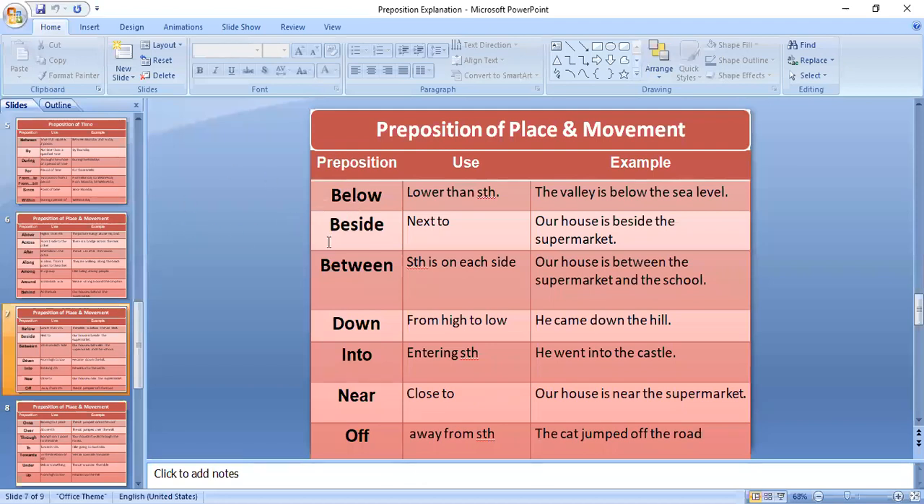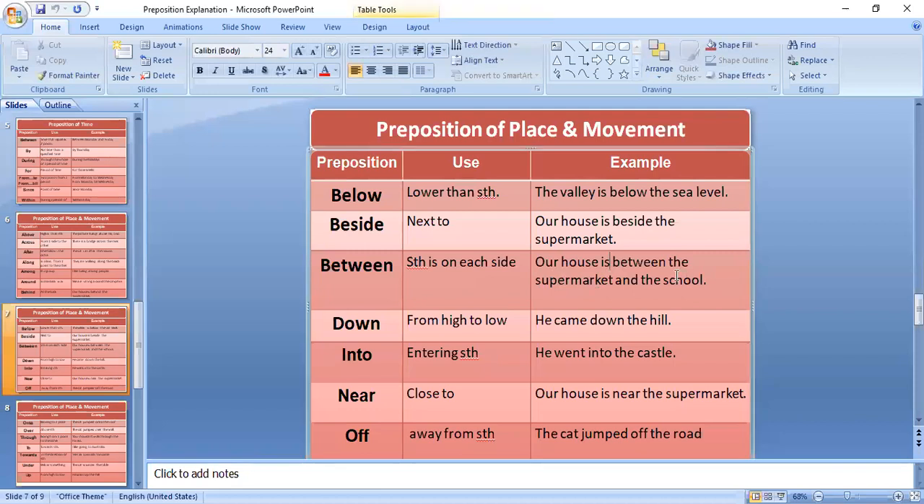Beside this, matlab in addition to. When we add s, it gives a different meaning in the form of an adverb, means in addition to. But when we don't use s, beside, it is used as preposition. That means next to. Our house is beside the supermarket means next to supermarket. He is sitting beside me, मतलब वो मेरे साथ पास बैठा है. Between, something is on each side. Our house is between the supermarket and the school, मतलब बीच में, दो चीज़ों के बीच में. Our house is between the supermarket and the school. School और supermarket के बीच में है हमारा घर.